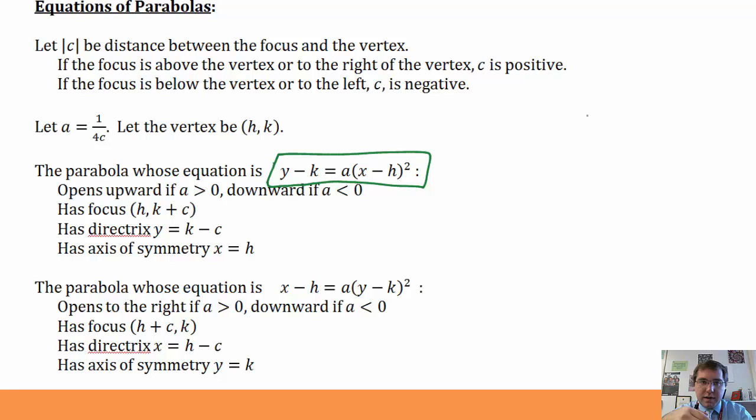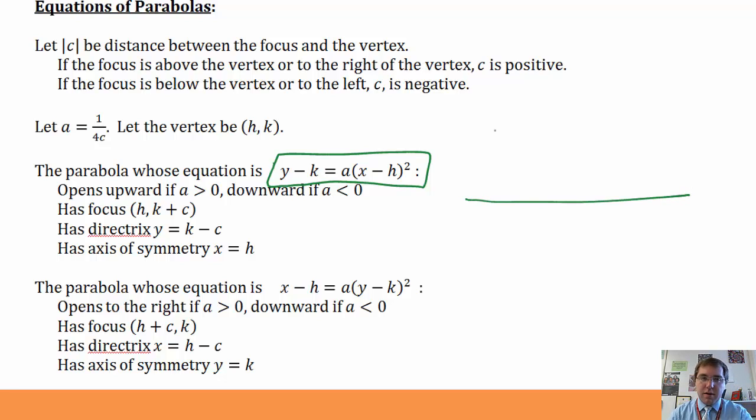So these are parabolas that we've seen last semester when we graphed quadratic equations. It has the focus at h, comma, k plus c. So the x-coordinate of the vertex will be the x-coordinate of the focus, but the y-coordinate will be shifted by c. And that makes sense.